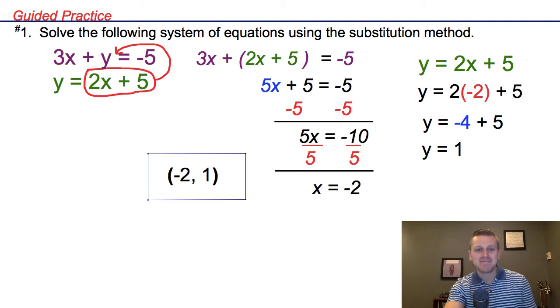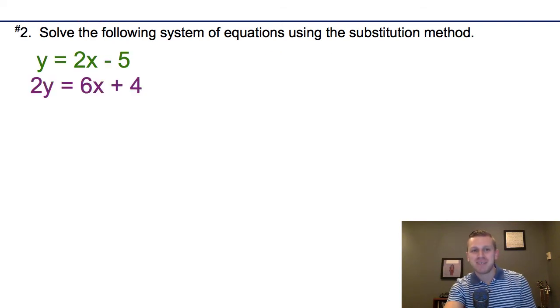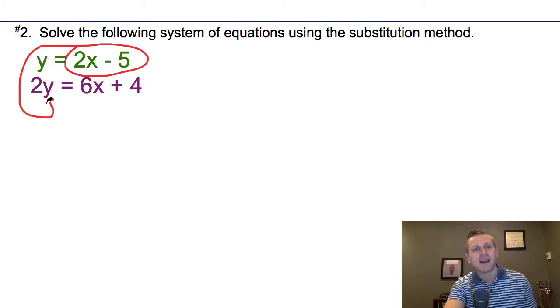Seems pretty easy, huh? Let's have you try one on your own. See if you can solve this system of equations. First step is to get y by itself, but look, it's already done for us. So I can take what y equals, 2x minus 5, plug it into the other equation here for y. So instead of saying 2y equals, it will now say 2 times 2x minus 5 equals 6x plus 4.